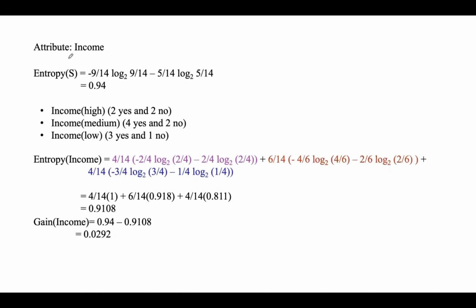So the next attribute is income. The overall entropy remains the same. If you see income in the data set, we have 3 categories: high, medium and low. So check the number of yes and number of no's in high.